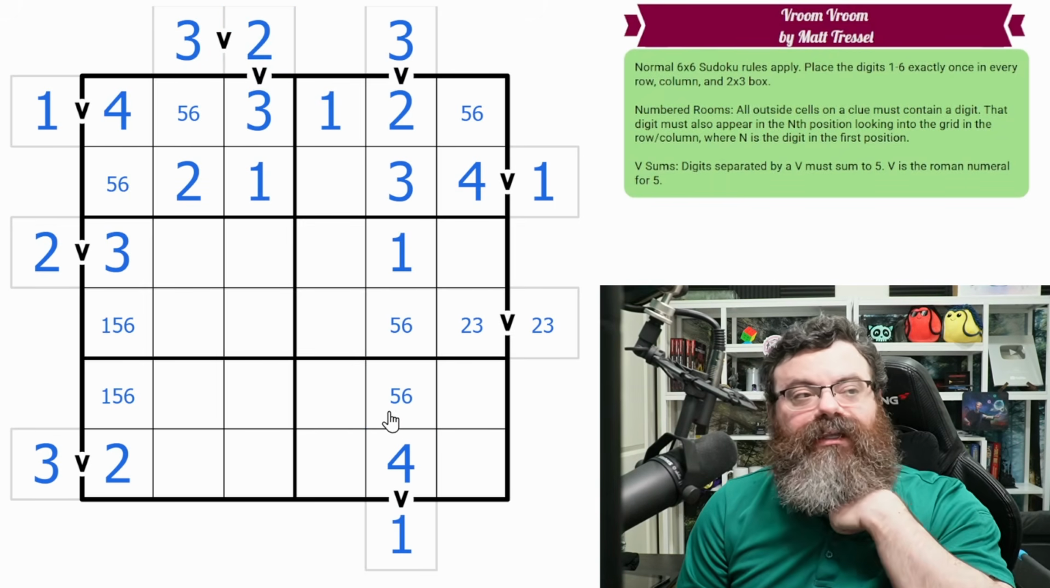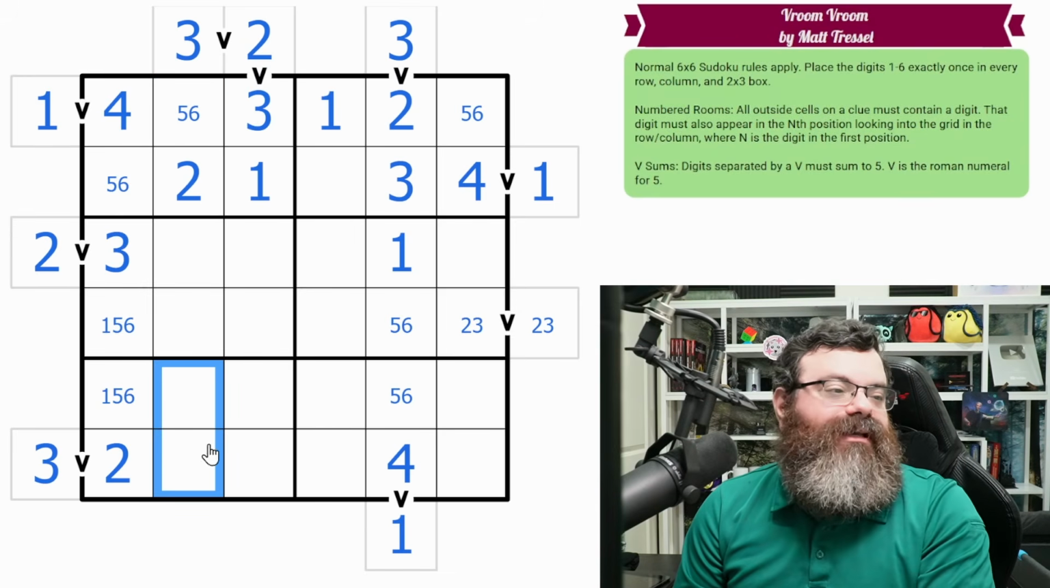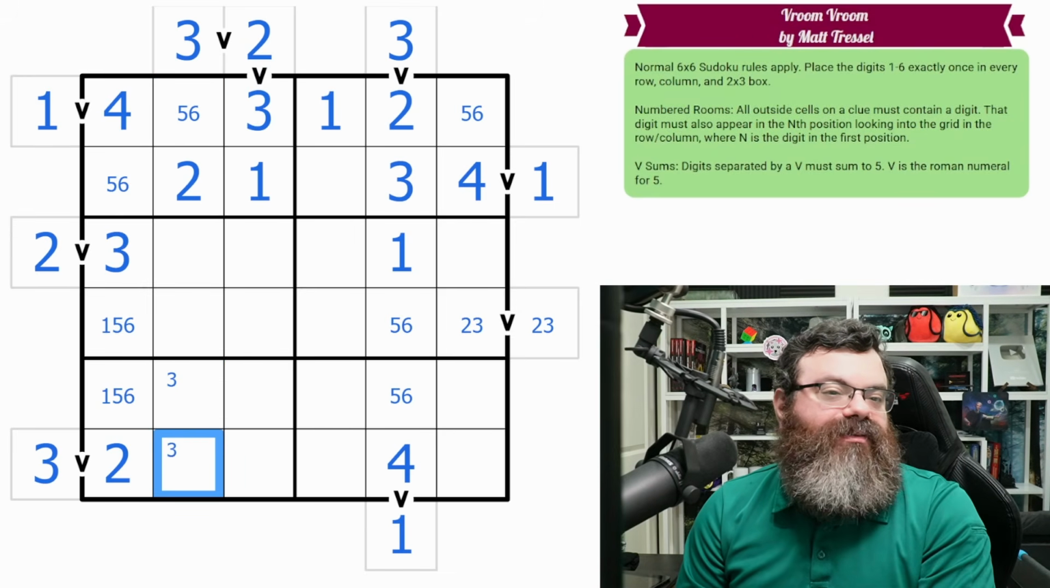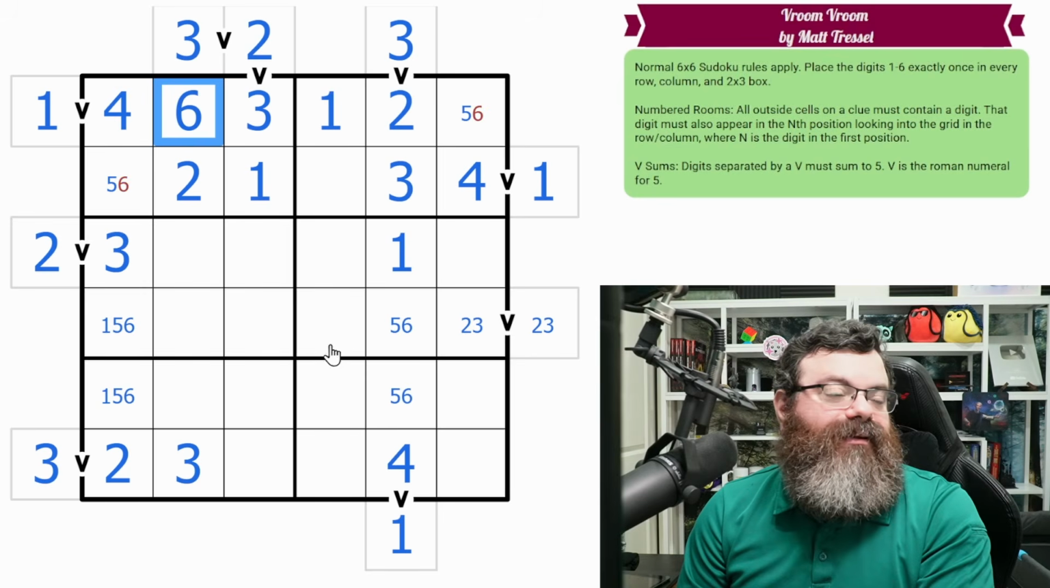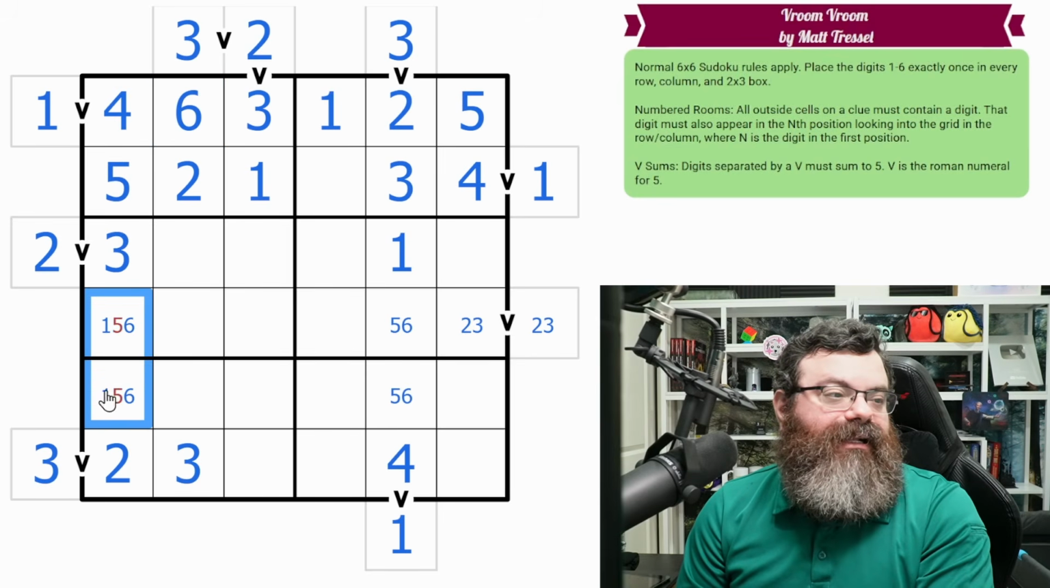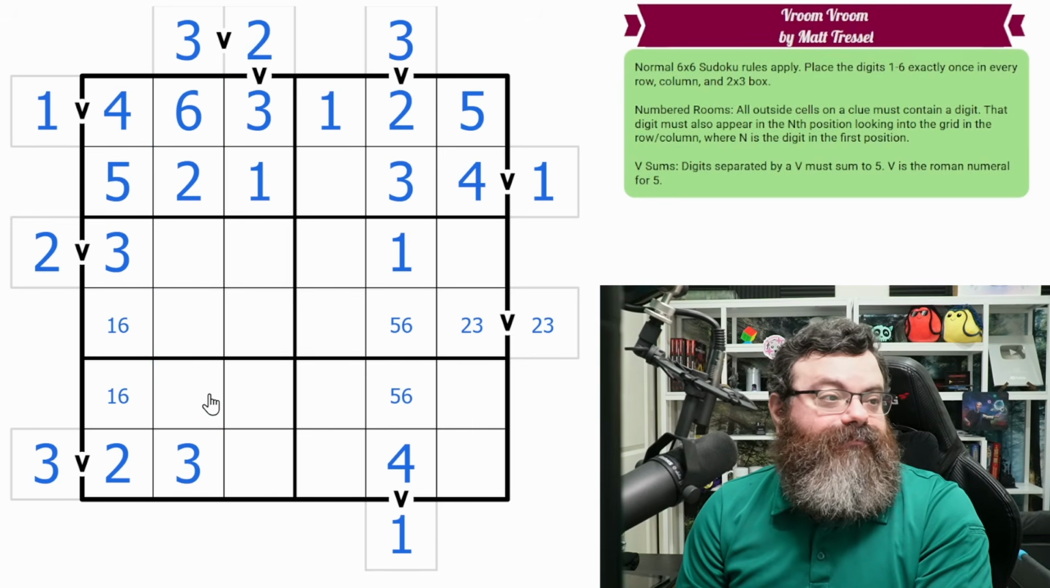All right. So we need to put the 3 in one of these two. Oh, this 2 puts the 3 there, and then that makes this a 6. All right. And that's 5, and that's 5. These are not 5s. All right. This is working out now. That's a 6.